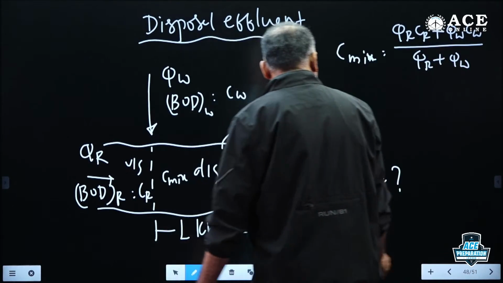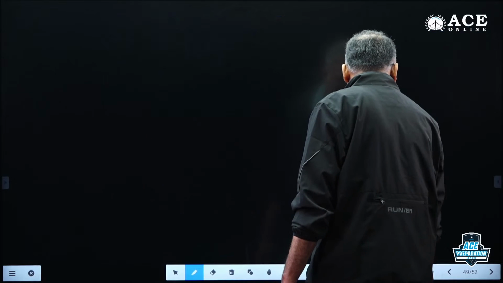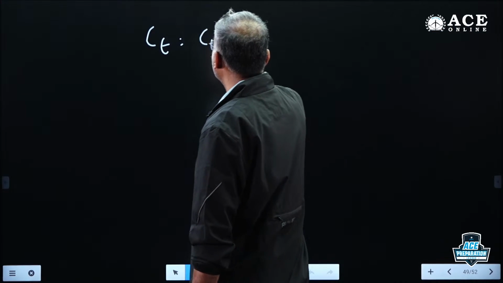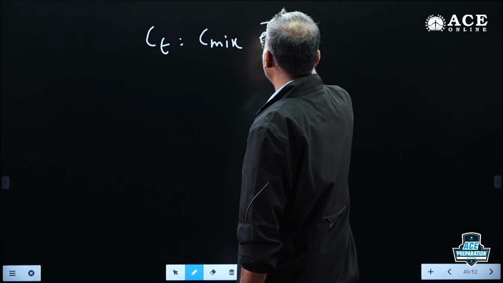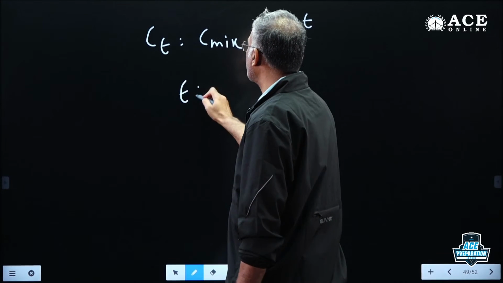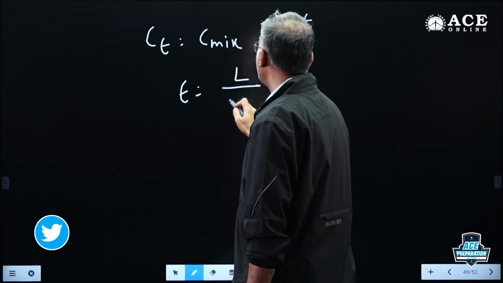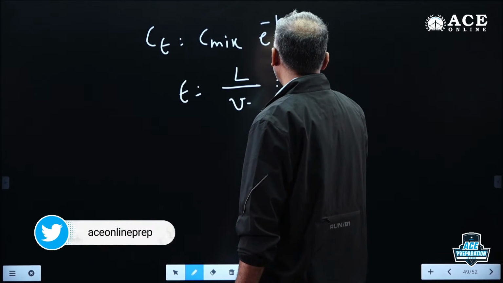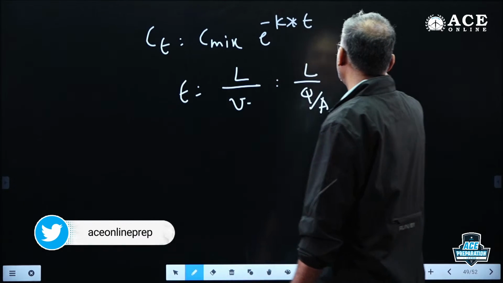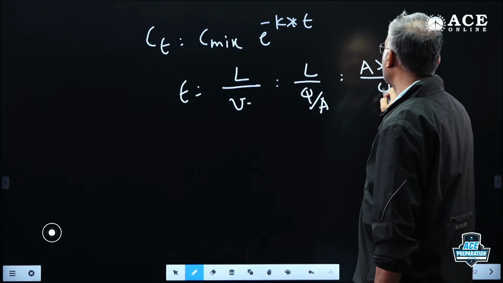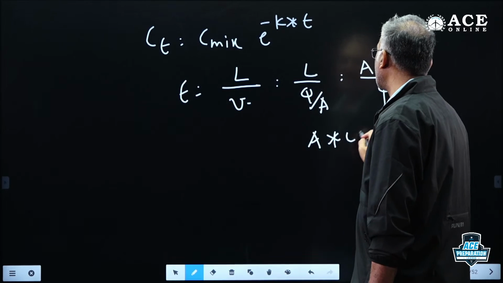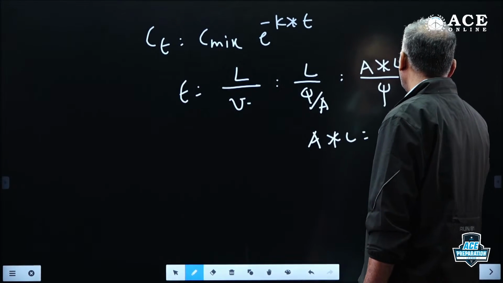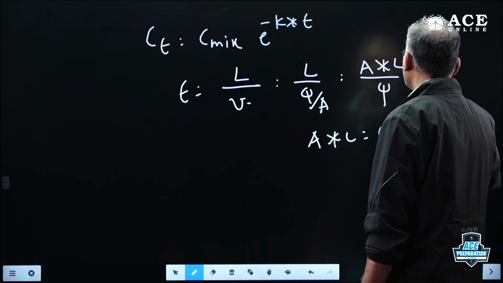That C mix value keeps on decreasing as the river travels downstream. C at any time is equal to C mix into e power minus k into t. This t is equal to distance traveled on the downstream side by velocity of flow. Velocity of flow is equal to Q by cross section of river. So it is area into length of the river by Q. So A into L is cross section of river into length, the distance on the downstream side.